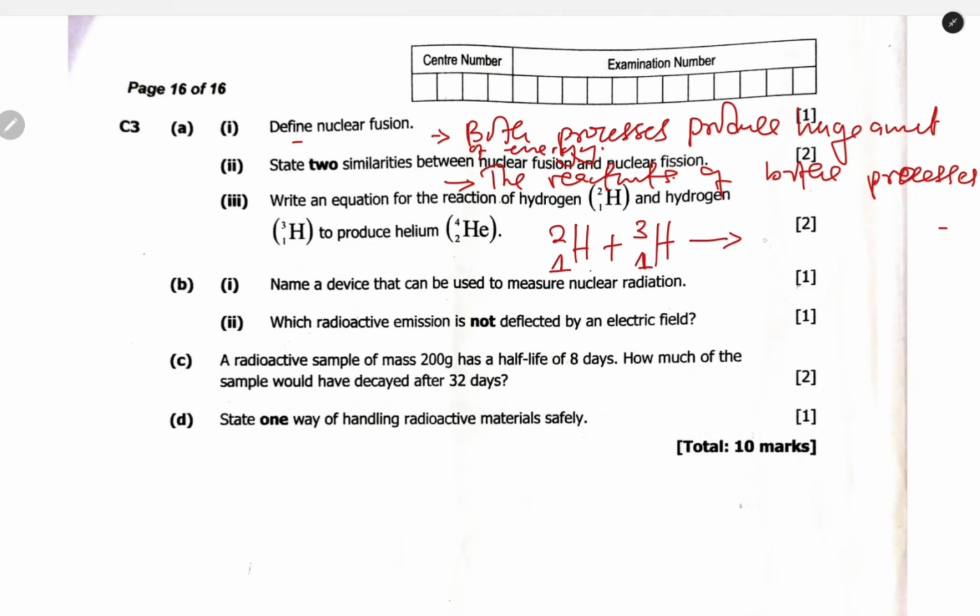What is going to produce 4? That is helium, and of course plus energy is produced. That is what we said. So this is the fusion equation.